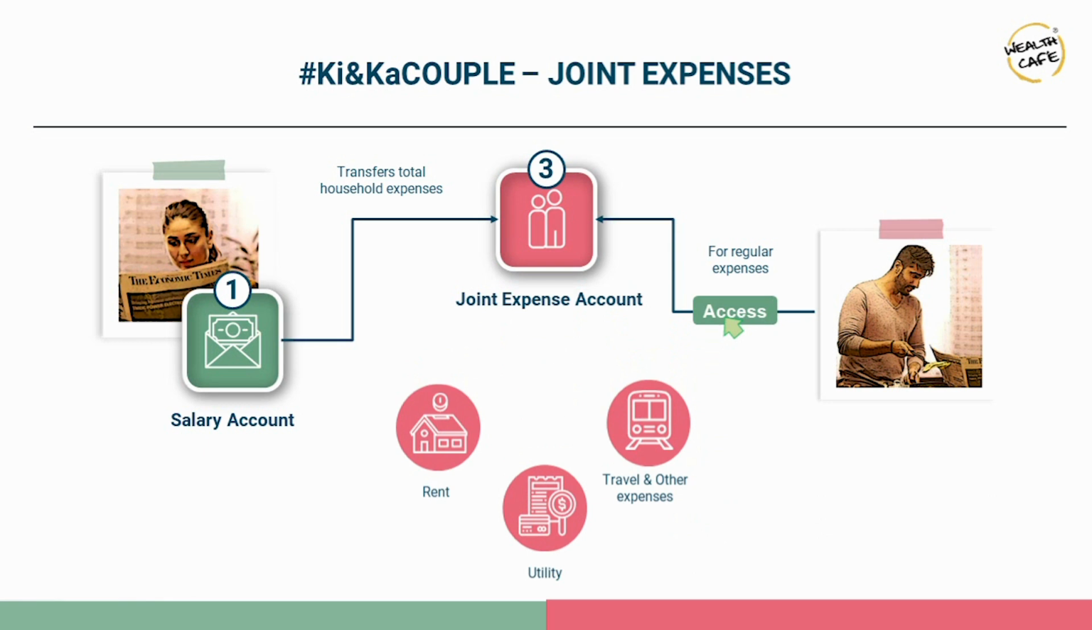the joint expense account. So this just ensures that they are not constantly fighting for money and discussing, oh, I want 5,000 rupees to pay to X person, I want so much money to pay to Y person. The money is in a joint expense account which is available to both of you.